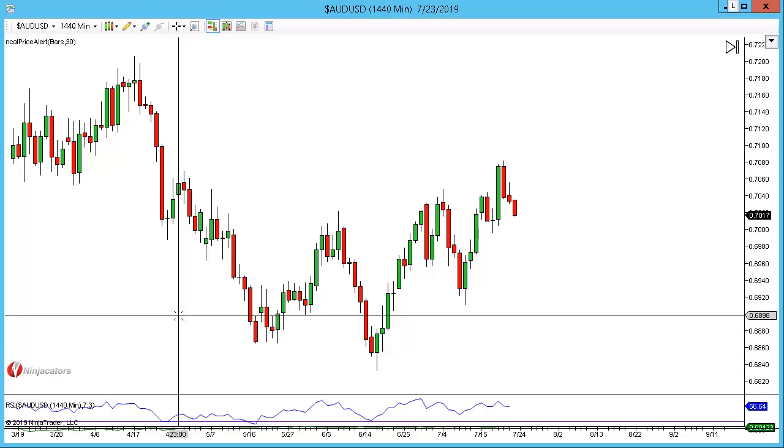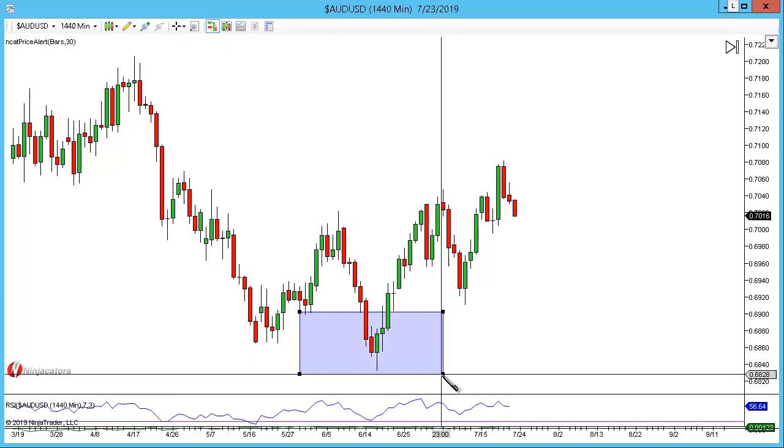It is the 23rd of July and we are currently looking at the Aussie dollar on the daily time frame. There are no real news events out today that would stop me from taking any trades. So on the Aussie dollar down here, this is our lowest swing.